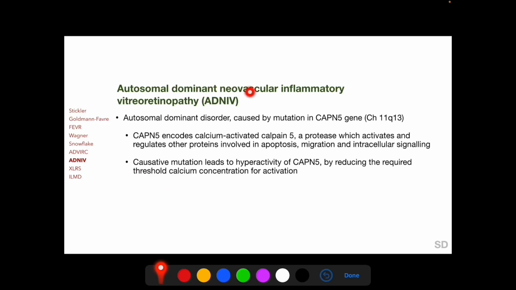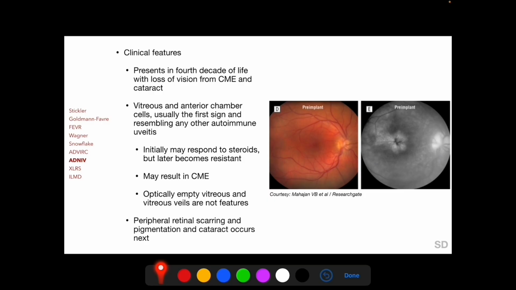Autosomal dominant neovascular inflammatory vitreoretinopathy or ADNIV is caused by mutation in the CAPN5 gene, which encodes calpain, which is a protease. Patients with ADNIV present in the 4th decade of life with loss of central vision from CME and cataract. But prior to that, patients with ADNIV may manifest vitreous and anterior chamber cells, which are usually the first sign of the disease and can resemble any other autoimmune uveitis entities and may result in cystoid macular edema as seen here in this angiogram.